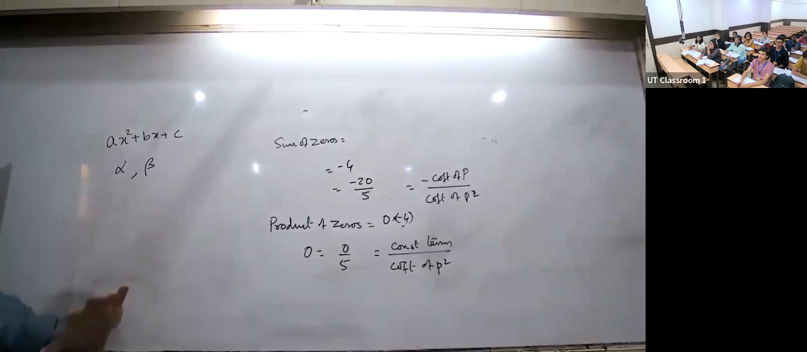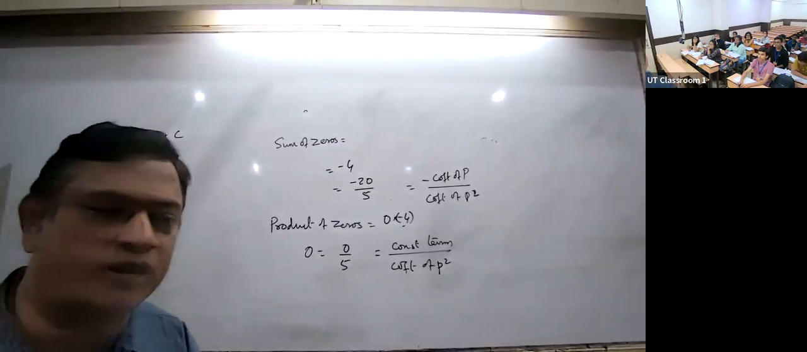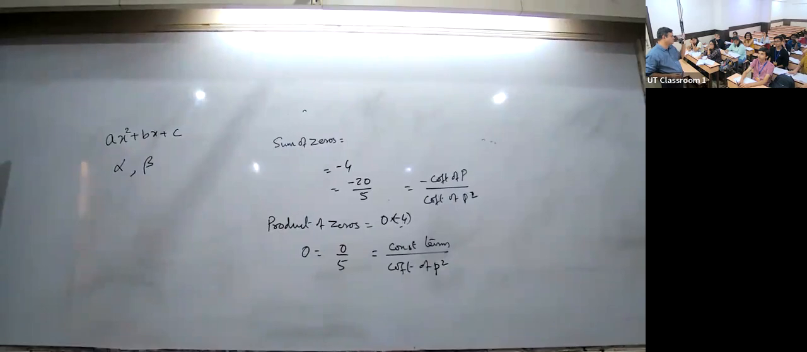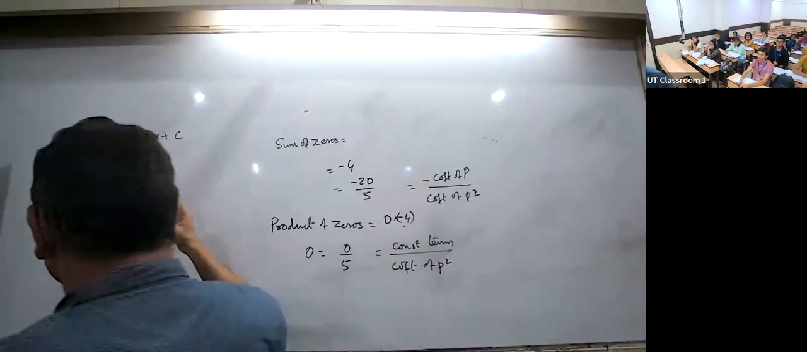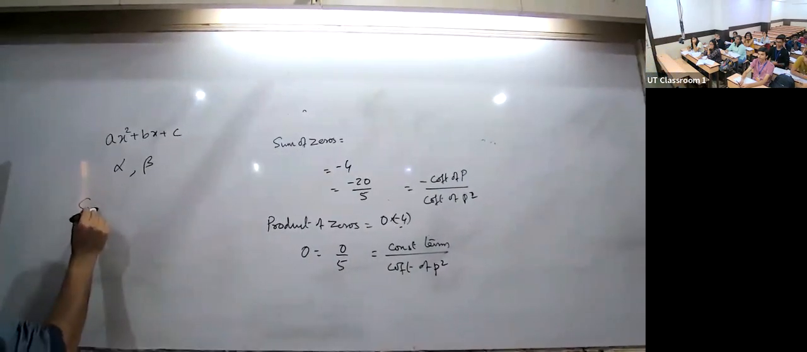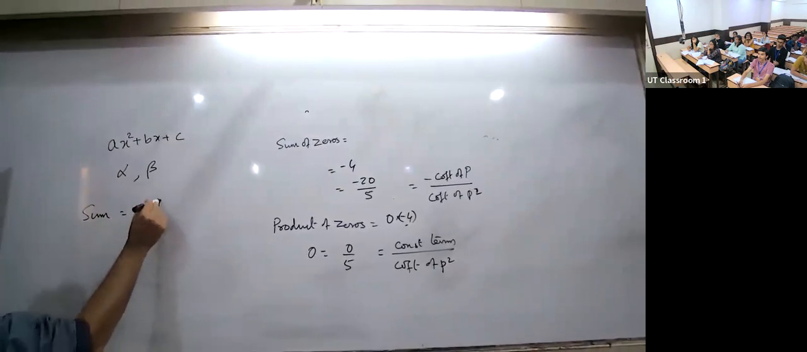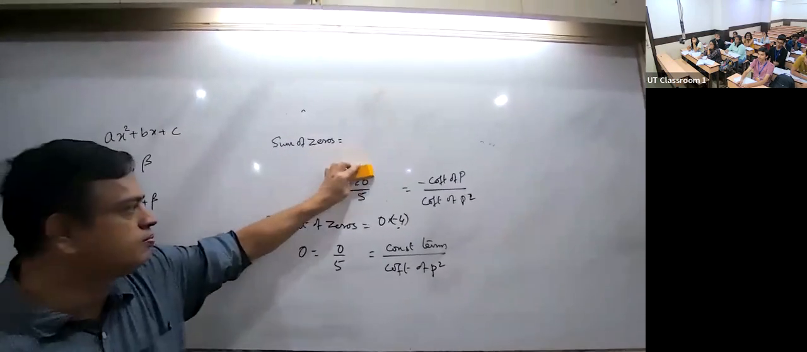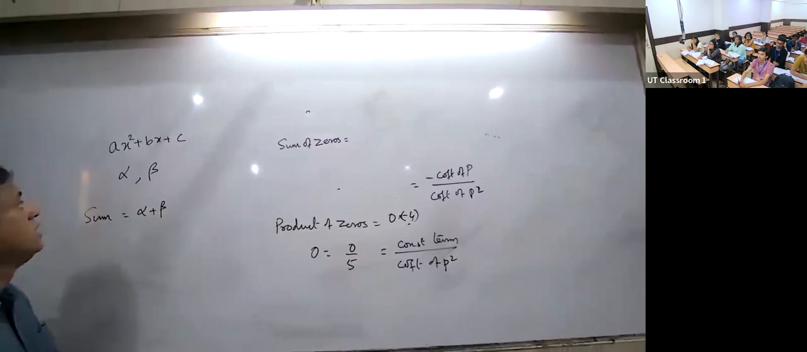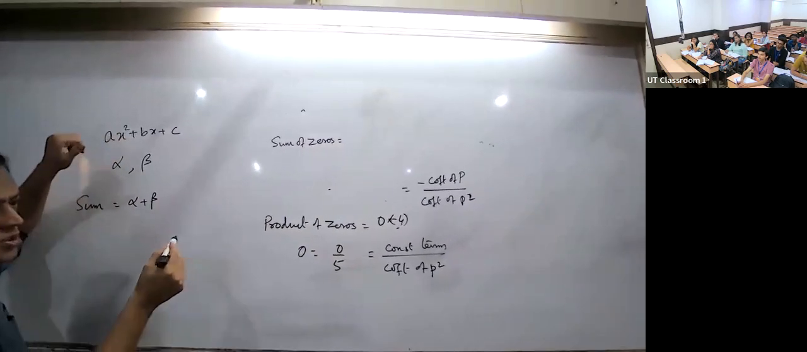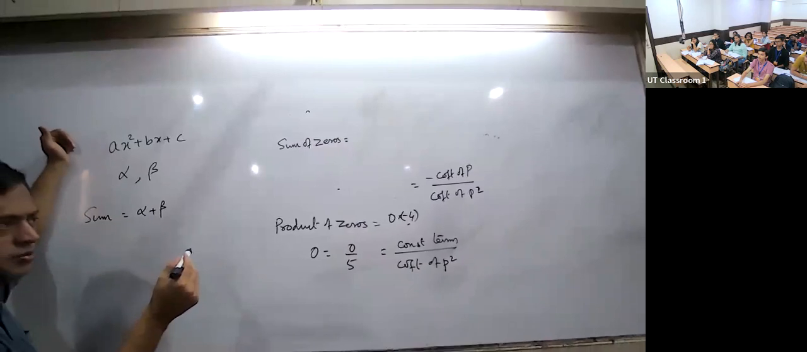So see here, alpha and beta. Whenever you see alpha and beta, what are they? Quadratic polynomial zeros. Okay. So sum of the zeros means what will be the sum? Alpha plus beta. What is the formula for sum of the zeros? Minus coefficient of x. What is coefficient of x over here? b. What is coefficient of x square?